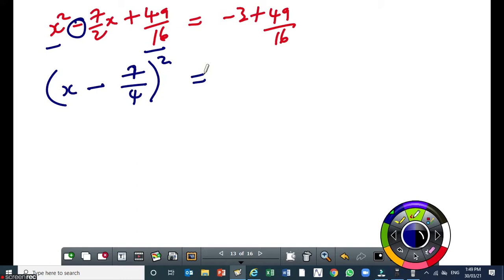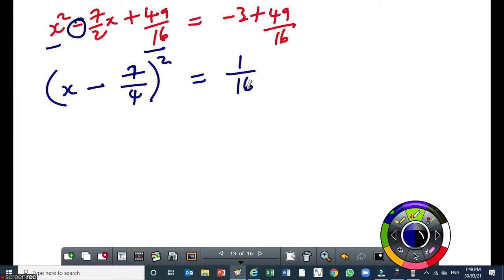Okay? Then you simplify this: 16 times minus 3 gives me minus 48 over 16. So I'll get 1 over 16 there. You can use your calculator. But then you find the LCD. I've done that already. Simplify.